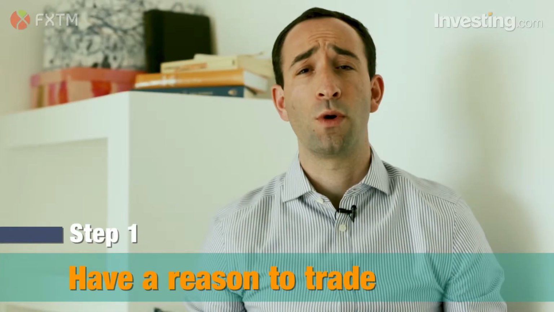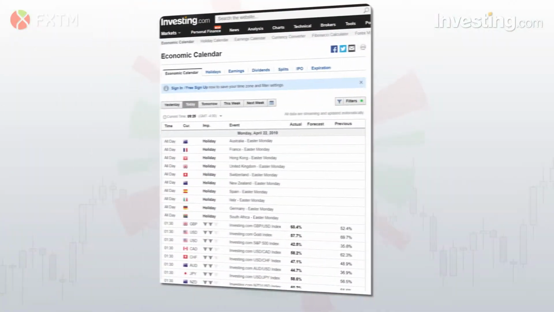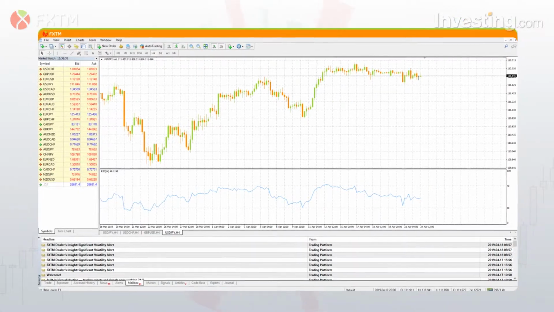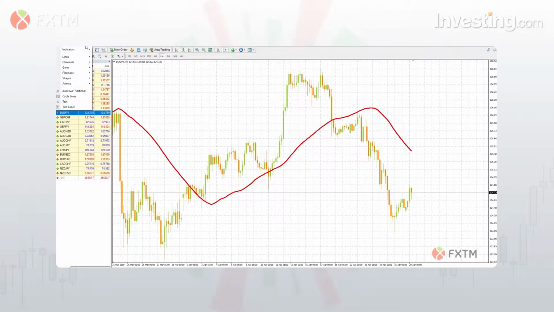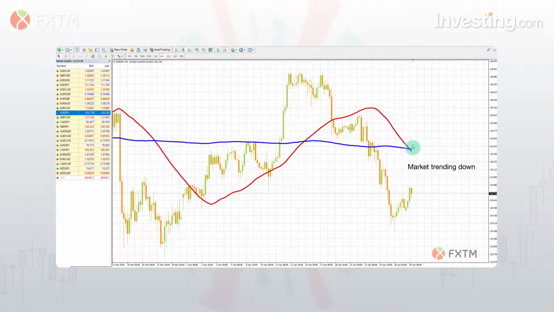Step 1 is to have a reason to trade. Now, a reason to trade could involve an economic announcement, news, maybe a technical indicator that provides you a buy or sell signal. But the reason to trade should never be emotional in nature. You shouldn't be chasing after gains, trying to make up for losses. It should always be a trade that's based on an actual idea that's going to allow you to realize positive returns.